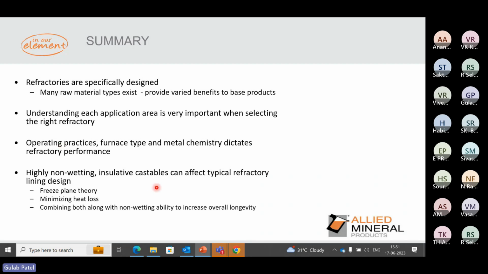Here we are talking about refractory lining configuration. The freeze plane theory, what we have called aluminum solidus temperature, minimizing heat loss, combined along with the non-wetting ability to increase overall performance. This is all about the refractory lining configuration. So overall, to summarize, we have to give our best effort to find the best refractory product, best lining configuration, best application, best operational practices, and ultimately, there is no chance that you cannot achieve your goals.